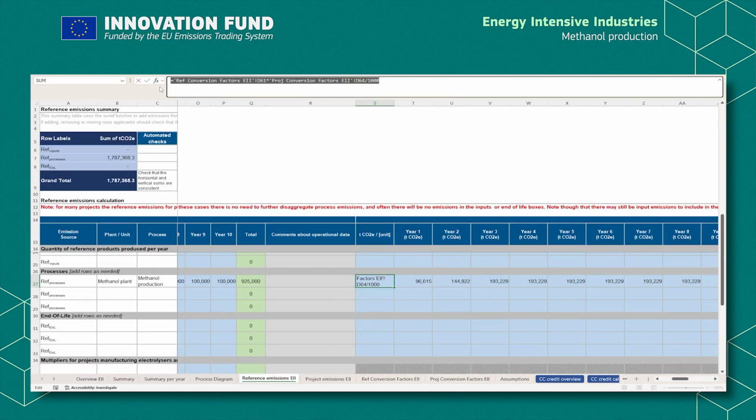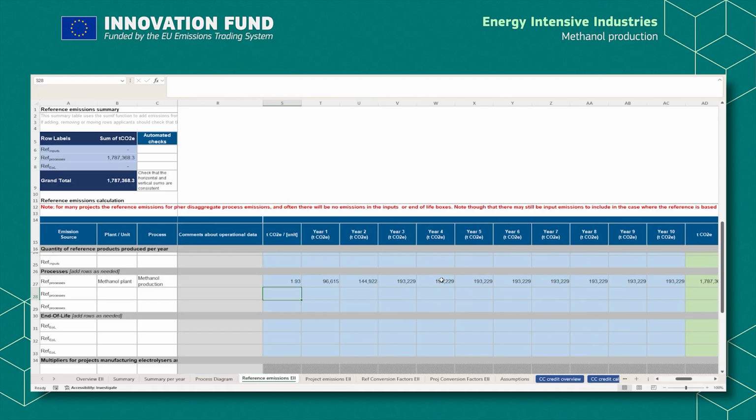Using formulas to link your data together in this way will help the evaluators to understand your calculation. If the evaluators are unable to follow your calculations, it could reduce your likelihood of a successful application. In the case of our example methanol project, the methanol reference emission value is the only emission value that we need for the reference emissions calculation.